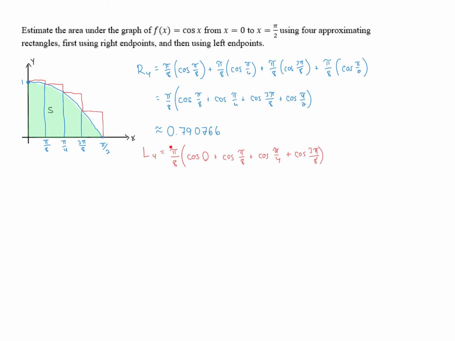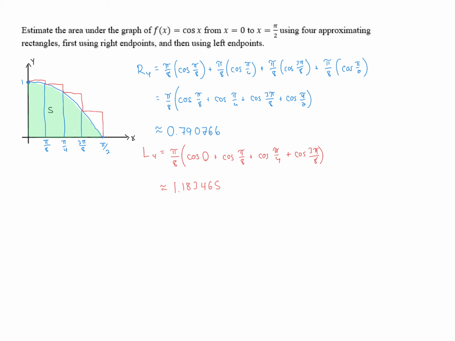Right? This is the width of each of those rectangles. And then these are the heights, because we're evaluating cosine at 0, pi eighths, pi fourths, and 3 pi over eighths. Those are the left endpoints of each of those little intervals. And just putting that into a calculator, that gives us about 1.1834665. So those are our approximations using 4 rectangles, 4 strips.